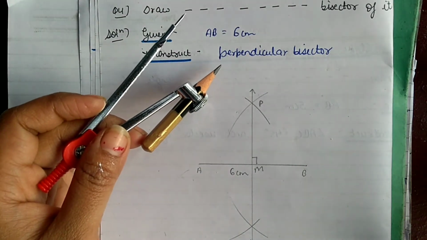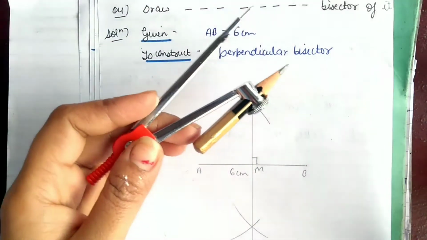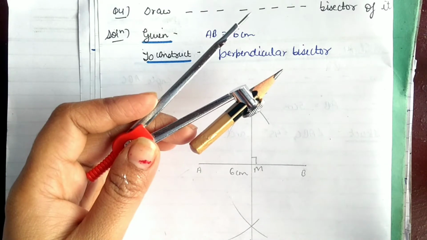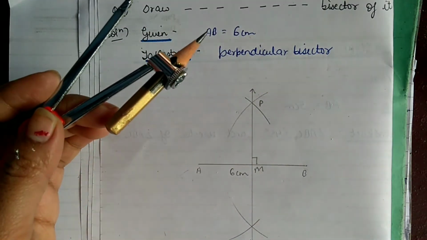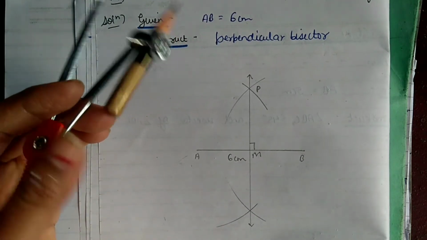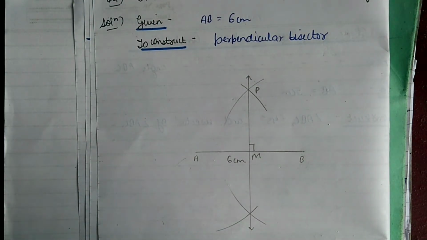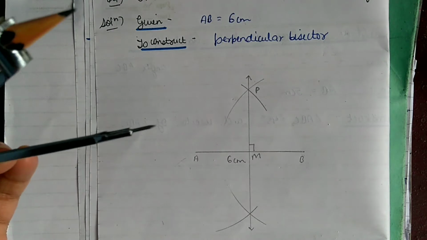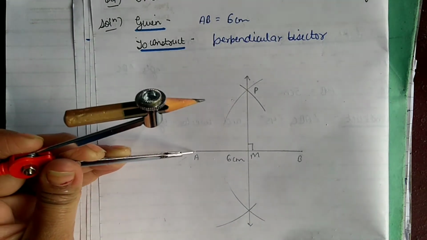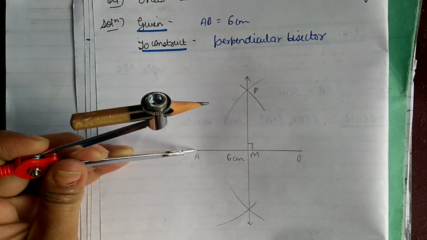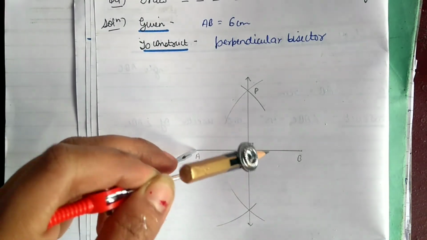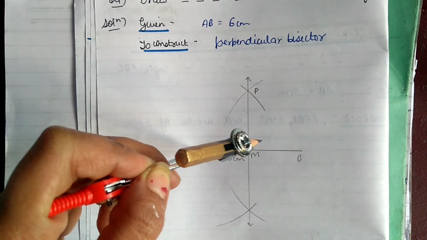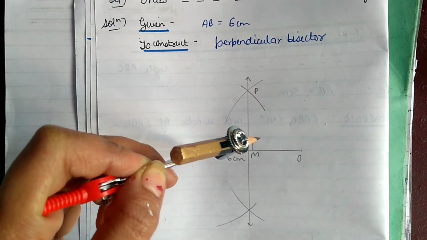Perpendicular means 90 degree on that line, and bisector means that divides a line into 2 equal parts. It means you have to draw a perpendicular bisector. It's a very simple construction. If you have to draw perpendicular bisector on the given line segment, you will put the tip of the compass at point A and with more than half. It means if the whole length is 6 cm, then more than 3, more than 3 cm.